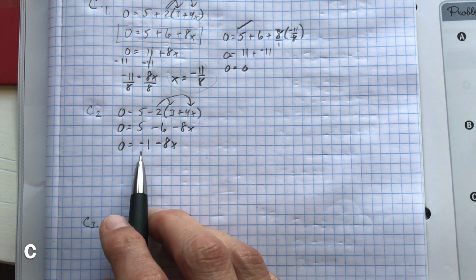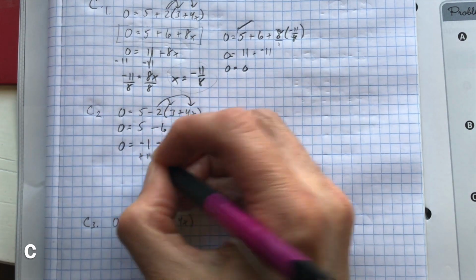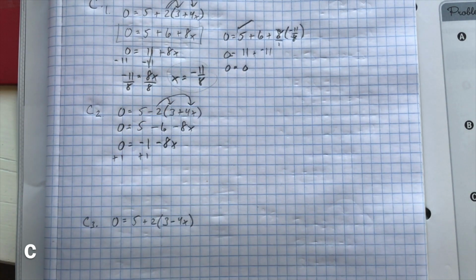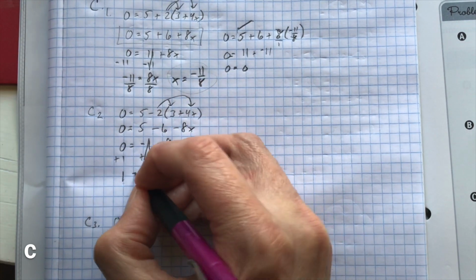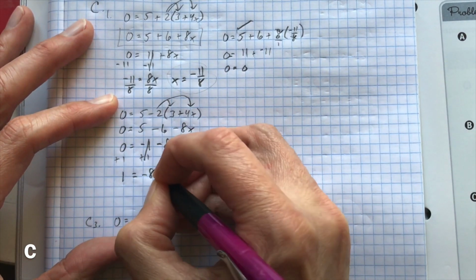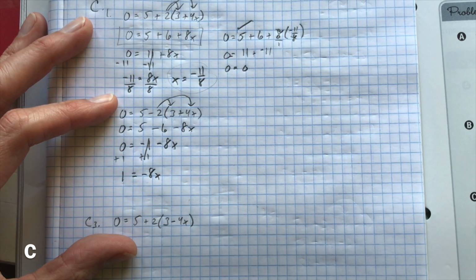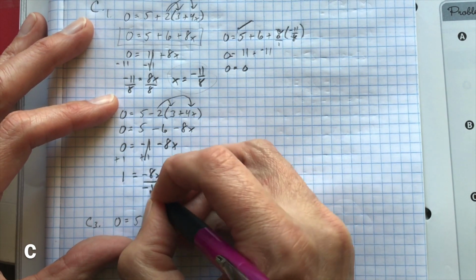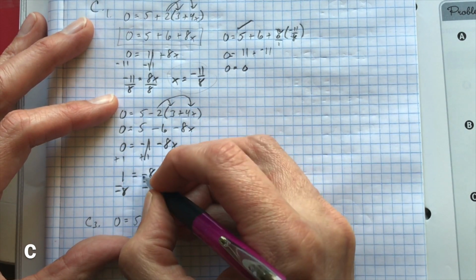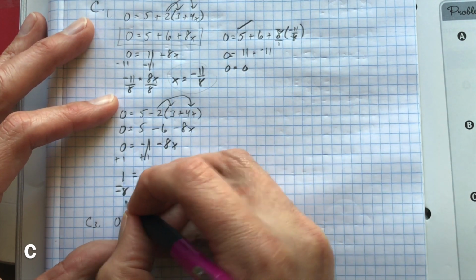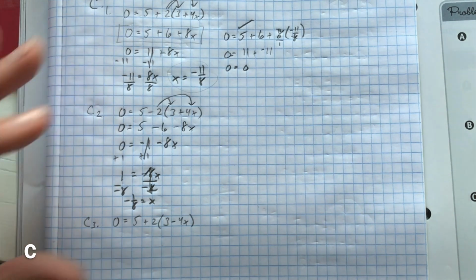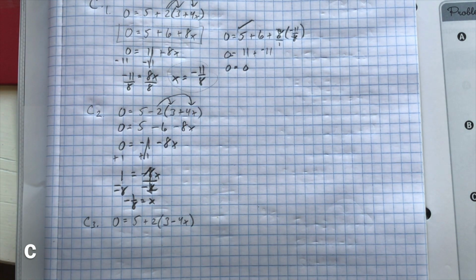Same idea. I need to move that negative 1 out of there. Since this is a negative 1 already, I have to add 1 to both sides to show that property of equality. This is going to cancel. 0 plus 1 is 1. That's equal to a negative 8x. Same idea. Divide by negative 8. Divide by negative 8. This is going to be a positive 1x. So my value would be equal to negative 1/8 for the value of x.